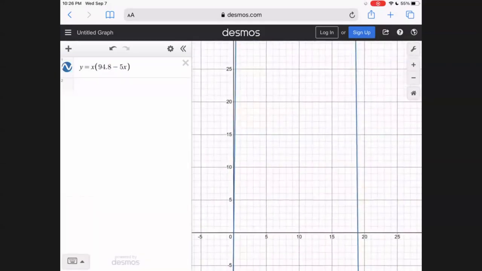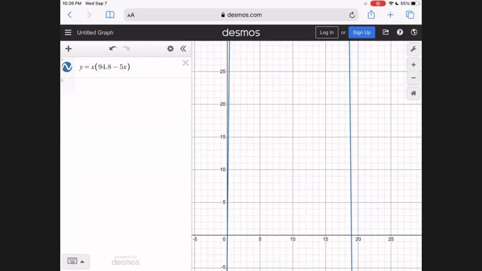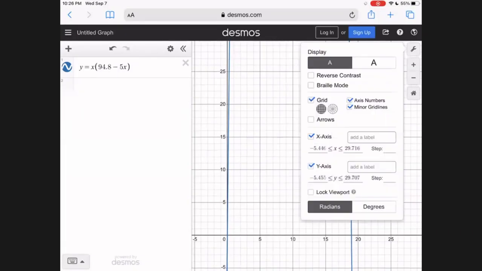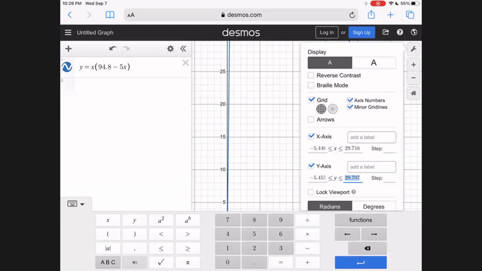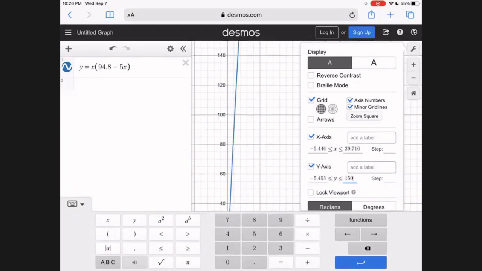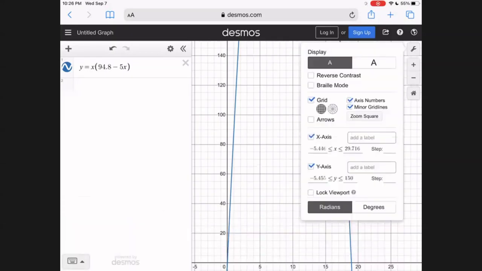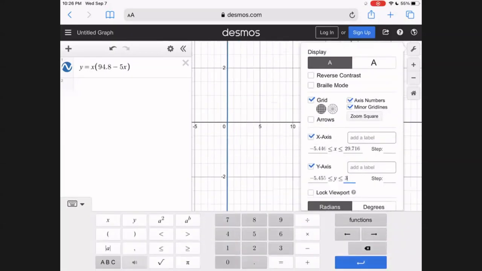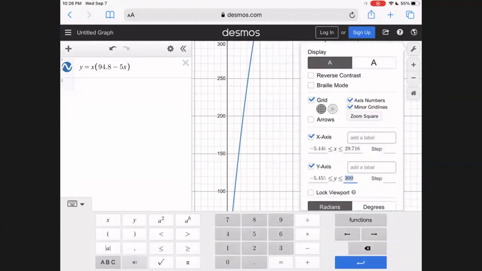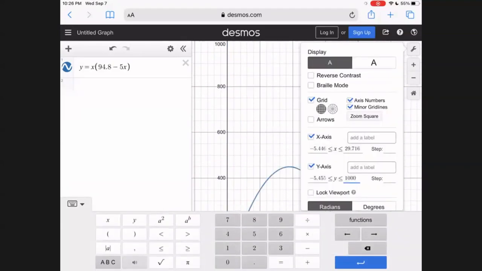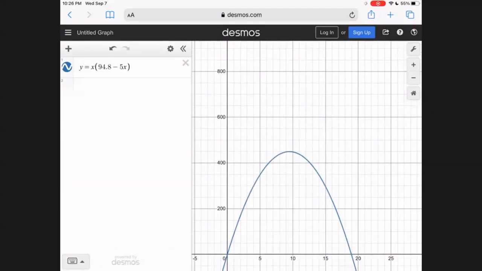So I'm going to zoom over to look like this. And then I'm going to click on the wrench here. And I need to change my y-axis to be a larger number. So let's just put 150 there. I still don't see the top part, so let's make it a little bit bigger. Let's make it 300. Still don't see it. Let's just go and say 1,000. Oh, so we see the graph now, okay?